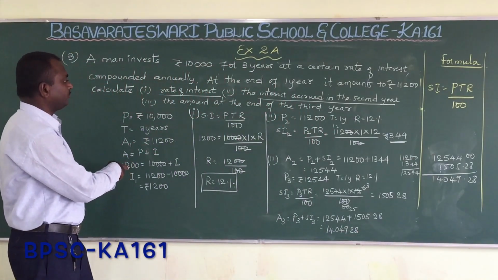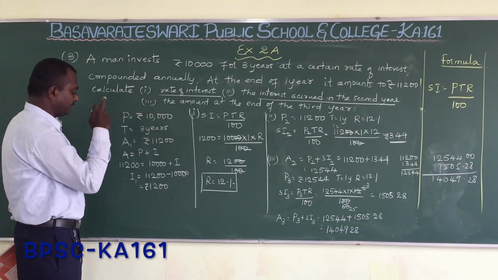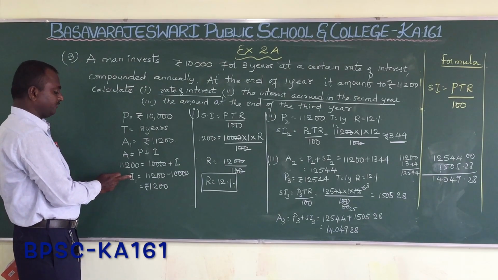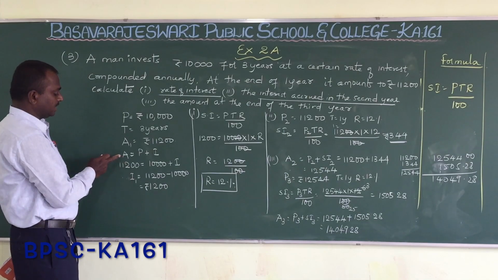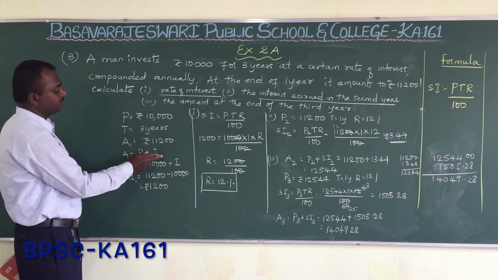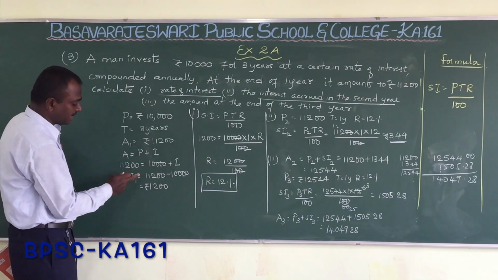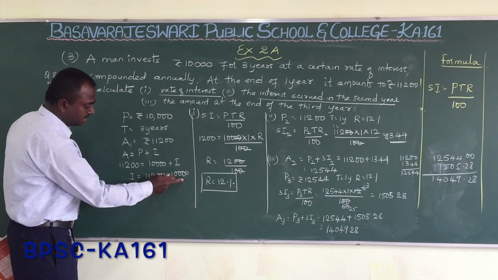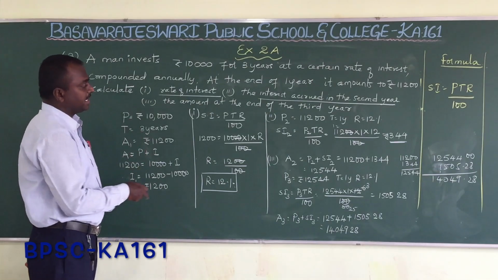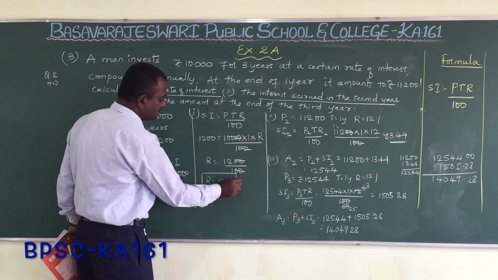So what did I do first here? First, I wanted to find out the rate of interest. In order to find the rate of interest, I needed the interest for the first year. To find the interest for the first year, I used the amount. Amount is equal to P plus I, principal plus interest. So 11,200 is equal to 10,000 plus I. Therefore I is 11,200 minus 10,000, which is 1,200. Next, I used the SI formula, substituted the values and found R.